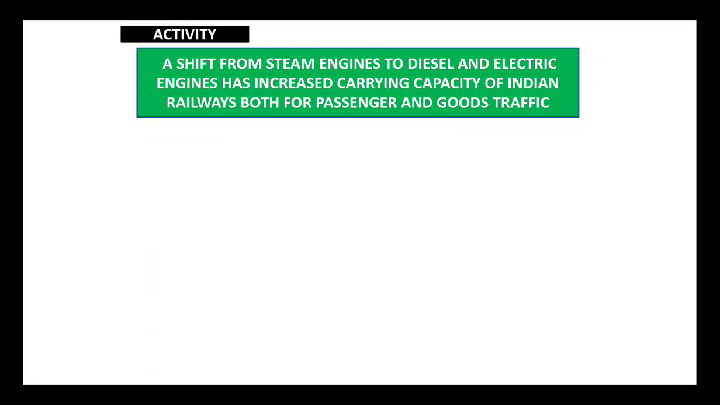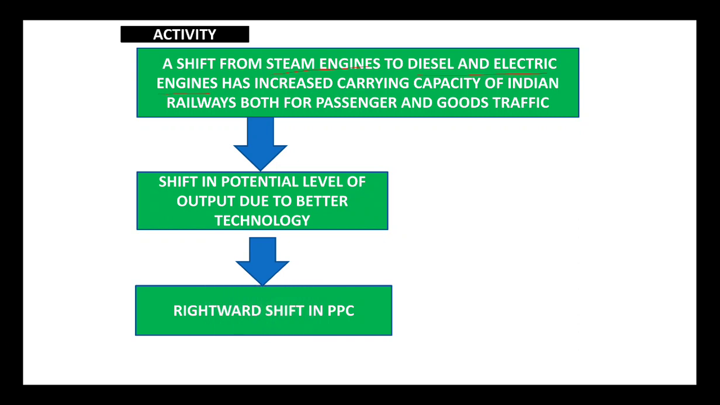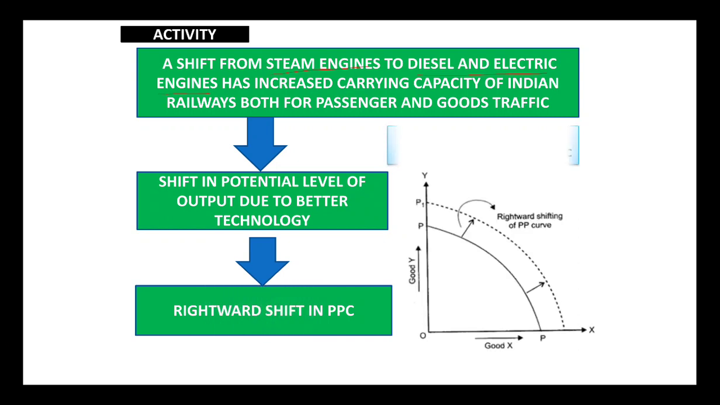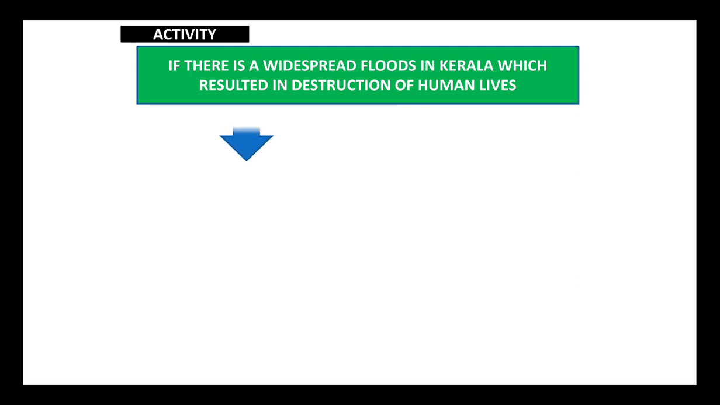Now let us understand this with the help of a few examples, like what kind of questions you can expect in the examination. If there's a shift from the steam engine to the diesel and electric engine, it's a kind of better technology that we have, right? So it will again cause a rightward shift in the PPC, and this is how your PPC will look. Earlier we were at the PPC, now because of this better technology we are shifting rightwards to the P1 PPC, so we have more of both good X and Y. This is how you will show it in the exam, and this is the reason you have to give. With the help of this flow chart, it is easier to understand and analyze the concept.